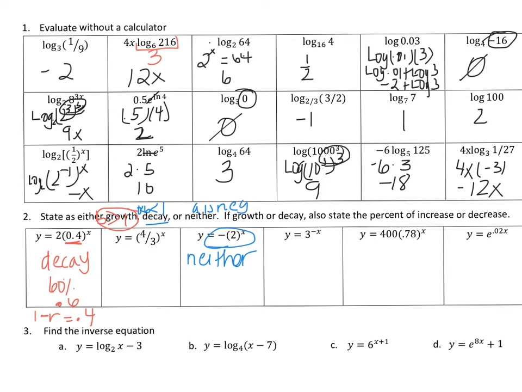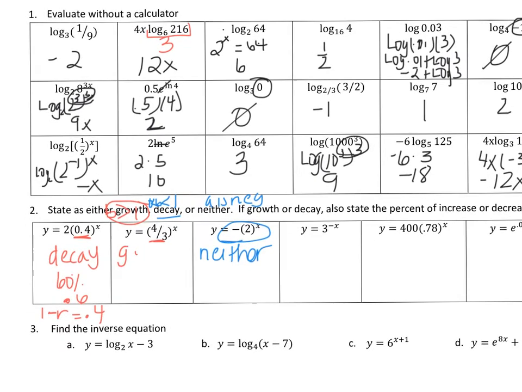Your b is 4/3. So that's greater than 1, so this is growth. And in this one, 1 plus r is equal to your 4/3. And so r is equal to 1/3, or 33%.